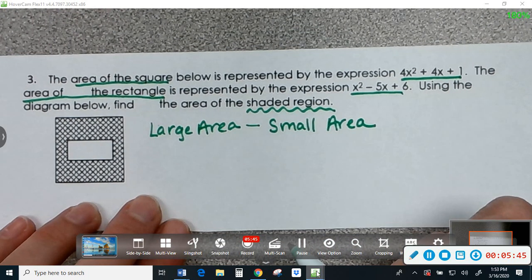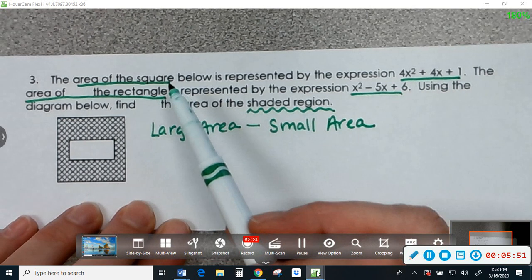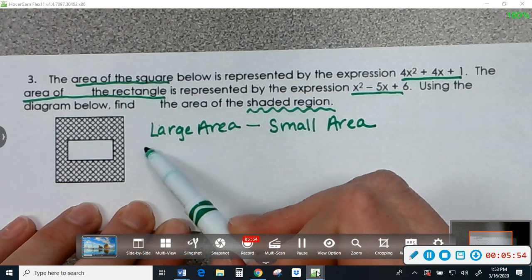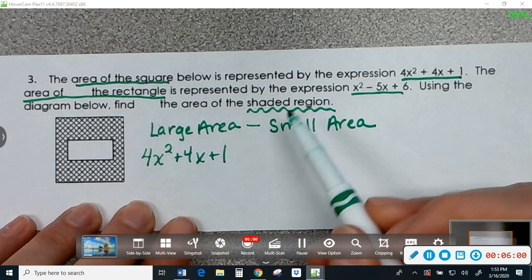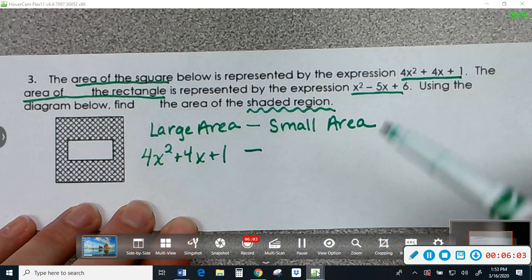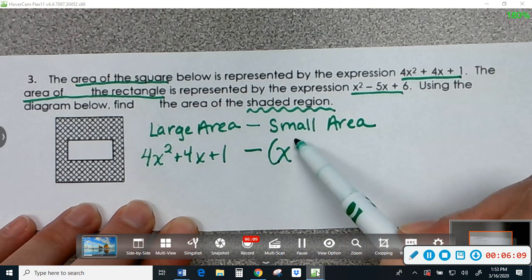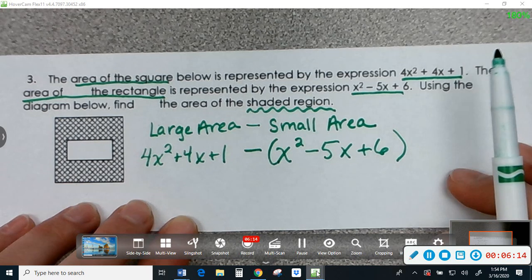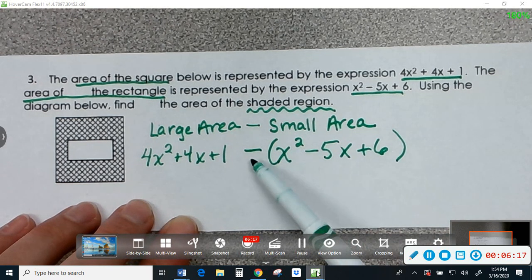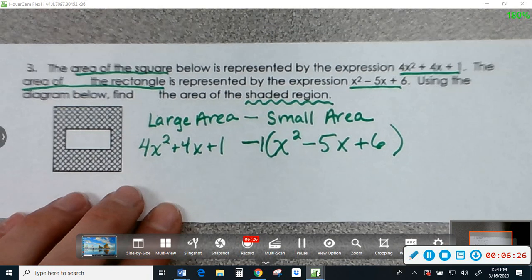Okay? And since they already provided us the area of the large square, we can just write that down here. 4x squared plus 4x plus 1. And we're going to subtract that, or we're going to take away the rectangle area. Make sure to put that in parentheses. X squared minus 5x plus 6. Okay? Remember, we have to put this in parentheses because we have to subtract each of these, which is like distributing in the -1. Go ahead and pause the video and see if you can finish this problem.